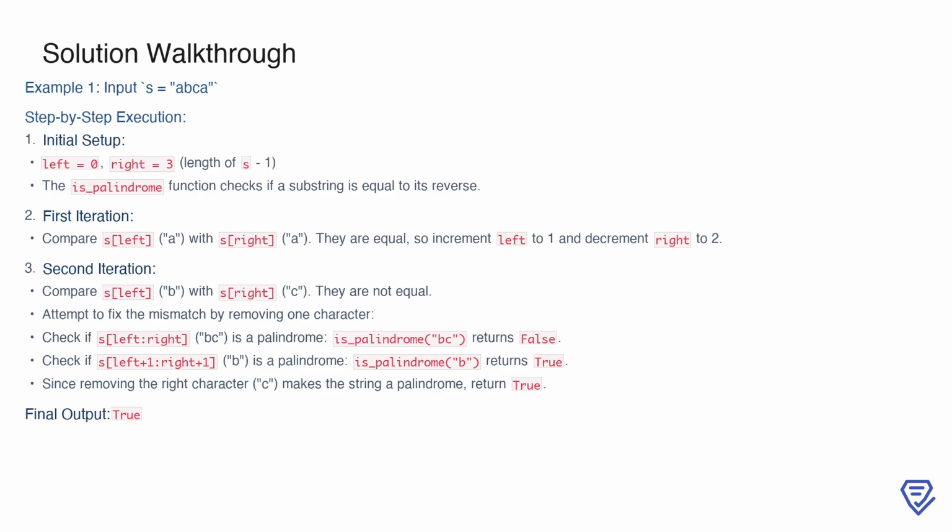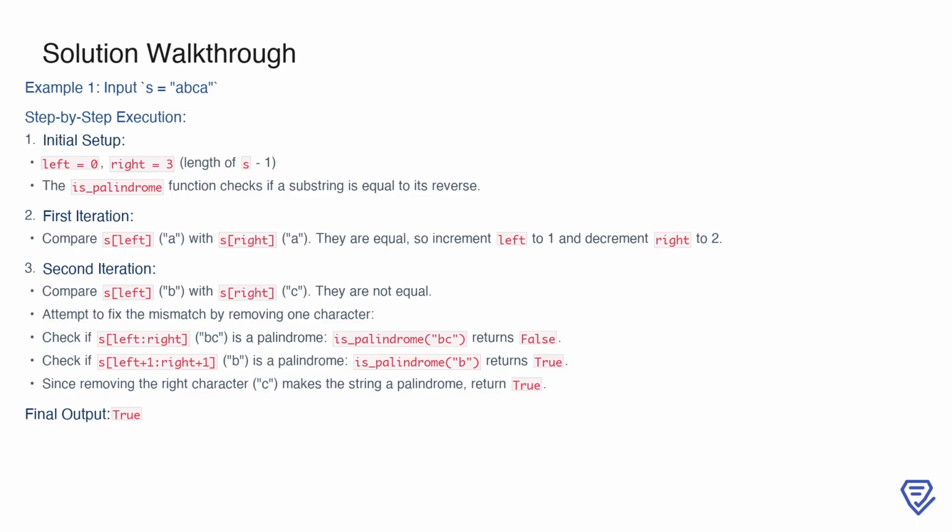On the first iteration, we compare the characters at the left and right indices, which are both A. Since they match, we move the left pointer to index 1 and the right pointer to index 2. In the second iteration, we compare the characters B and C, which do not match. To resolve this mismatch, we try removing one character.